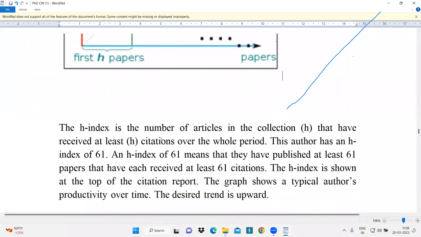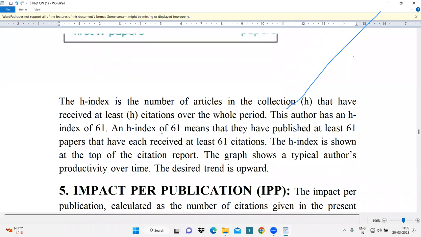The H index is the number of articles in the collection that have received at least H citations in the whole period. If an author has an H index of 61, that means they have published at least 61 papers that have received at least 61 citations. Both are equal. The H index is shown in the citation report. I will show you in the practical, and the graph shows a typical author's productivity over time. The desired trend is upward. Okay.